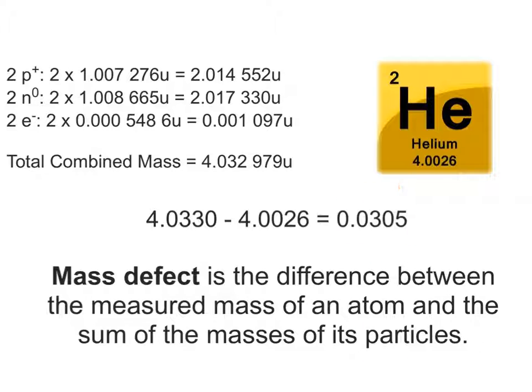This difference is called the mass defect. It's the difference between the measured mass of an atom and the sum of the masses of its particles. So the sum of the masses is greater than the measured mass, and that is called the mass defect. Now, if you need to, go ahead and pause the video at this point so you can copy down the information. It's not as important that you know all of these numbers, but what is important is that you understand that the mass defect is caused by the difference between the measured mass of the atom versus the combined mass of the particles that make up the atom.